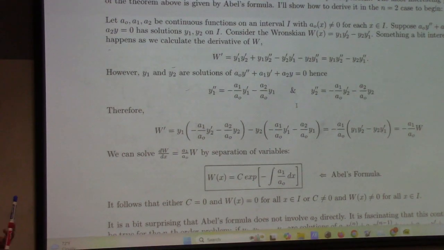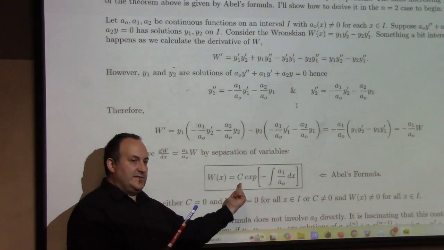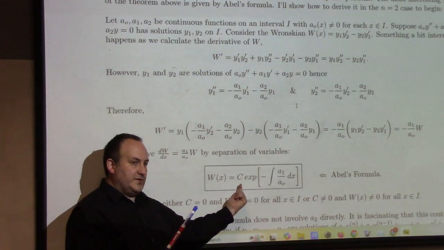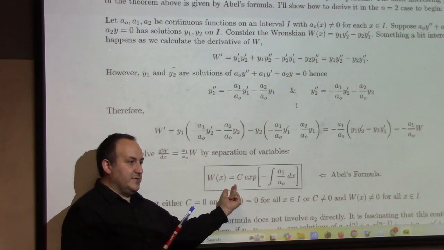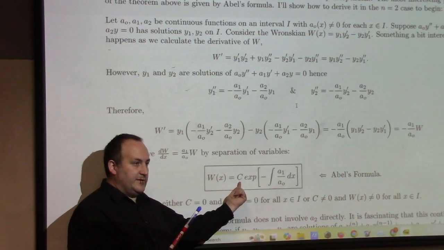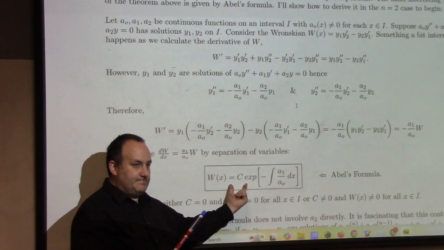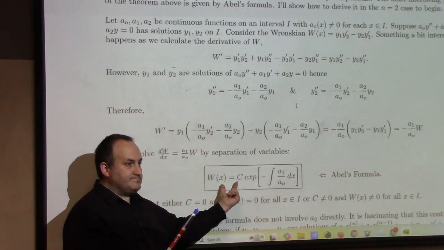And so think about what this means. For a solution set, either this constant is 0 or it's not. If it's non-zero, the Wronskian is non-zero everywhere. But if it's 0, it's 0 everywhere. This is how it has to be for a solution set to a differential equation.